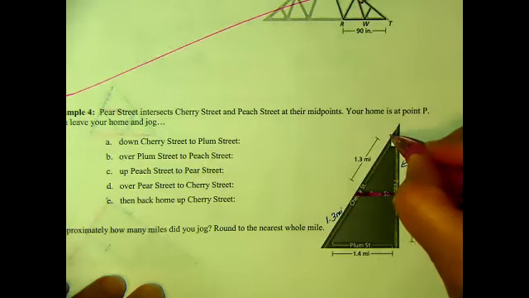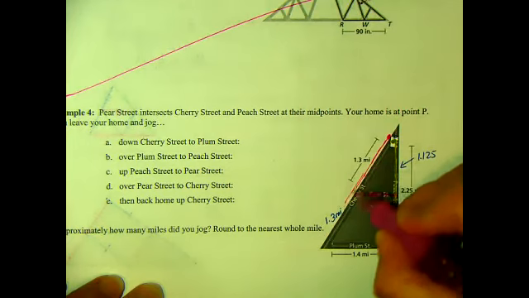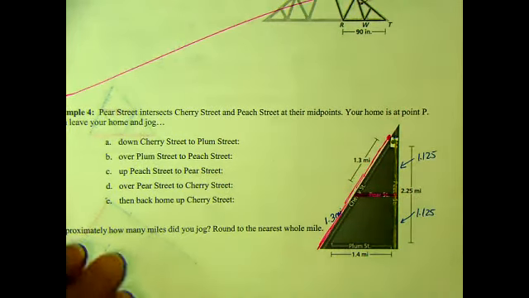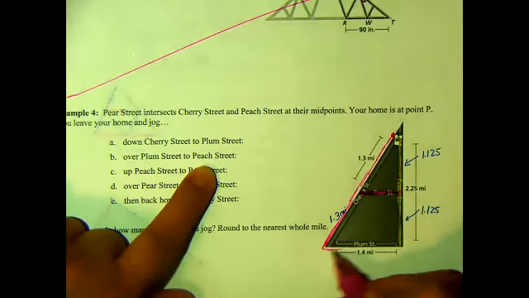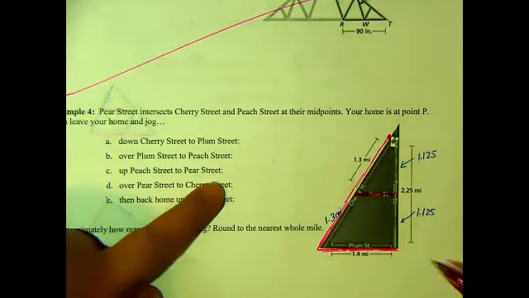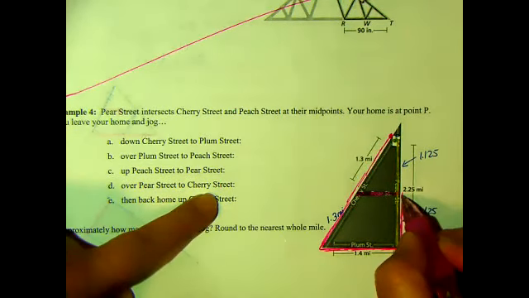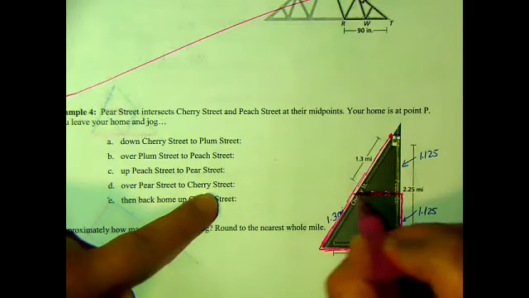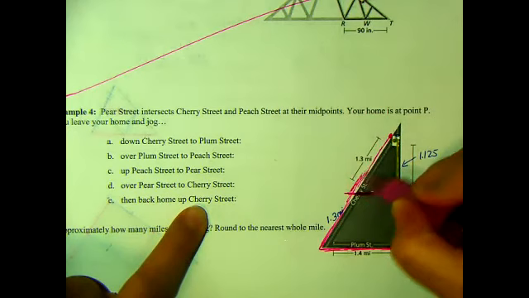Okay, we start at your house. We're gonna go down Cherry Street to Plum Street. I can't believe I made that mistake. We're gonna go over Plum Street to Peach Street. So over Plum Street all the way to Peach Street. We're gonna go up Peach Street to Pear Street. Over Pear Street to Cherry Street. So back this way. Then back home up Cherry Street.